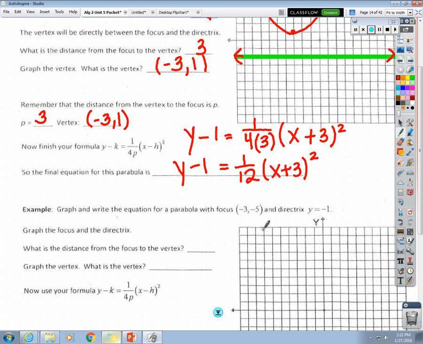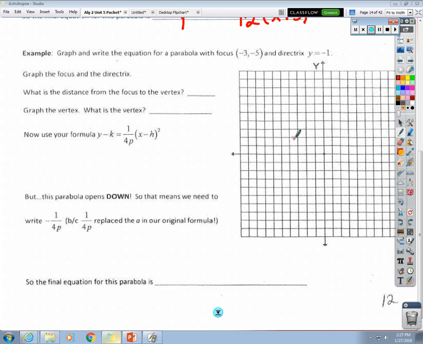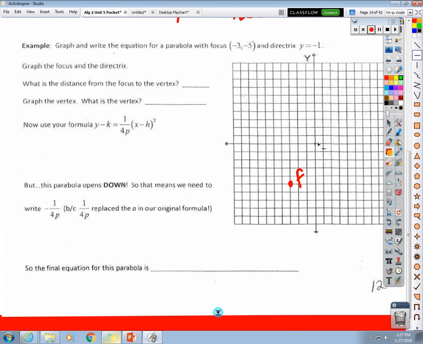Okay, now I'm going to give you a few minutes to go ahead and try this next example by yourself before I go over it. Okay, this time graph and write the equation for a parabola with a focus (-3, -5). So negative 3, negative 1, 2, 3, 4, 5. There's my focus. My directrix is at negative 1.